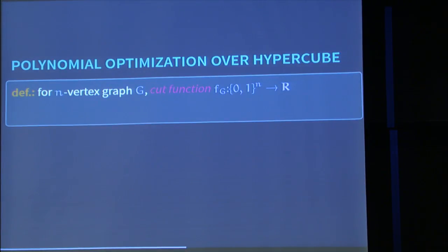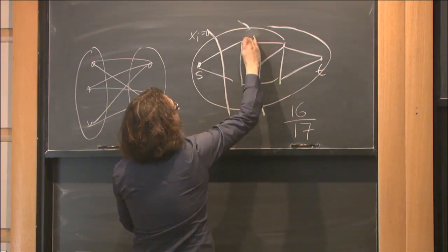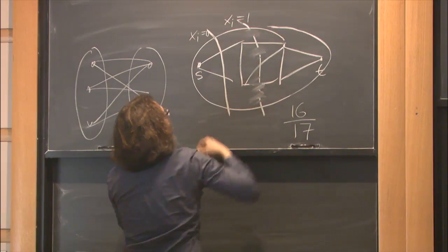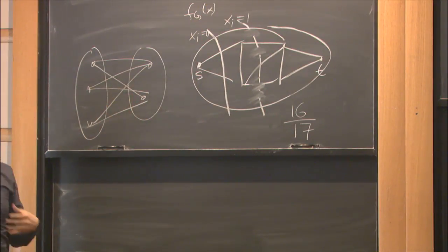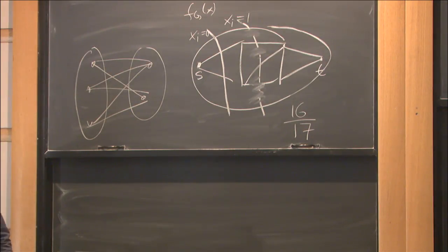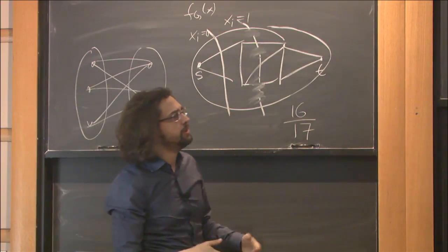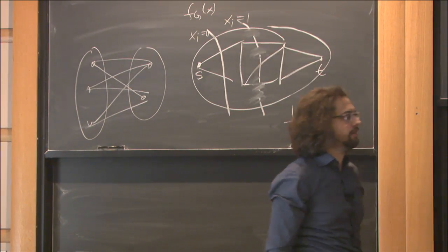Okay, so let me define, for an n-vertex graph G, the cut function to be the function on the n-dimensional Boolean hypercube that, for every point x on the hypercube, outputs the number of edges that go between vertices where x_i is equal to 0 and vertices where x_i is equal to 1. So f_G of x outputs the number of edges that go between vertices with x_i equals 1 and x_j equals 0, or x_i equals 0 and x_j equals 1. And this function is a degree 2 polynomial, and one representation is as a degree 2 polynomial.